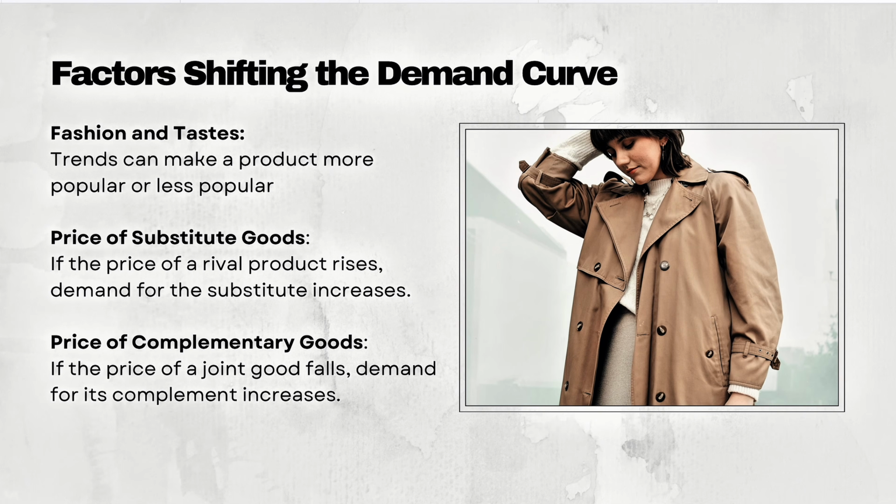Next, we have prices of complementary goods. Complementary goods are goods, you guessed it, that complement each other. Some examples will be bread and butter, jam and donuts, gasoline and cars, phone cases and phones, pen and paper, and milk and cereal. So if the price of a joint good falls, demand for its complement increases. Imagine that you love morning breakfast cereal, and the prices of milk went up to $1,000 a liter. Will you still be eating cereal? The answer is no, unless you like it dry.